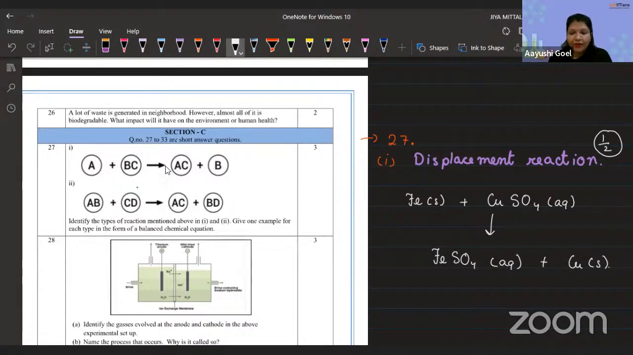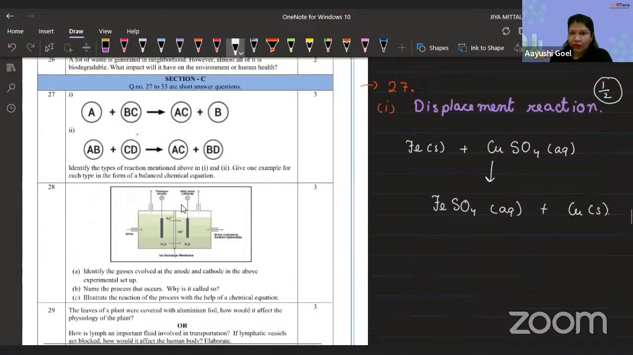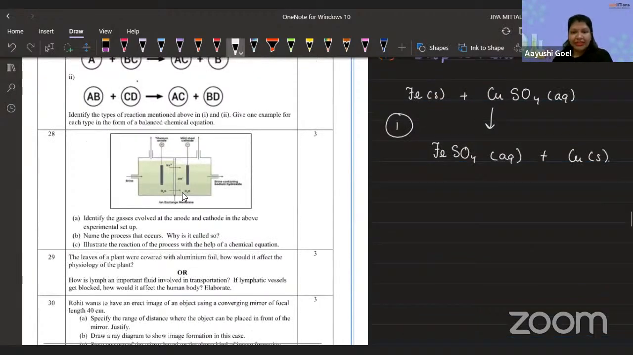Yes, Gautam, we are going with the next one. That is double displacement. Absolutely correct. So in this case, if you write the complete reaction, you will get 1. If you don't write the balancing part, or if you are not writing the state, you will get only half. Question number 27.